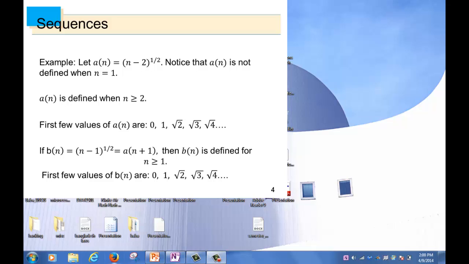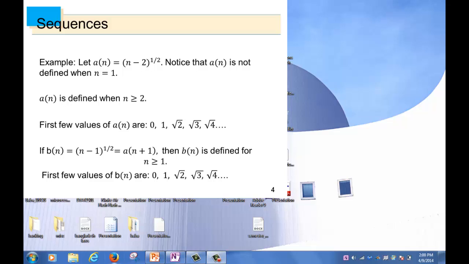Now notice that what are the first few terms of b of n? The terms of b of n are exactly the same as the terms of a of n. However, b of n starts at 1 now, right? B of n starts at n equals 1, but a of n starts at n equals 2. My point is, if I have a sequence that starts at 2, but I want to start at 1, I can always replace n by n plus 1 and change the formula, and I can start at 1.